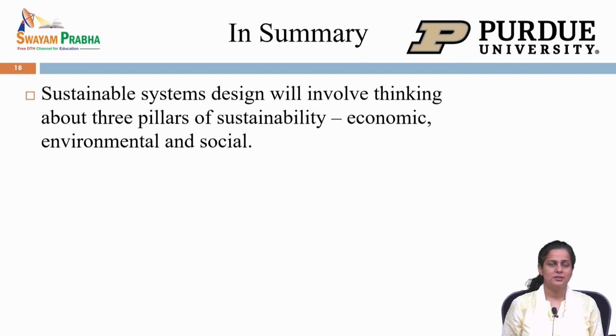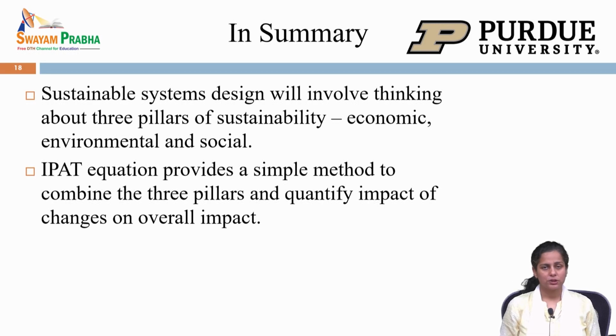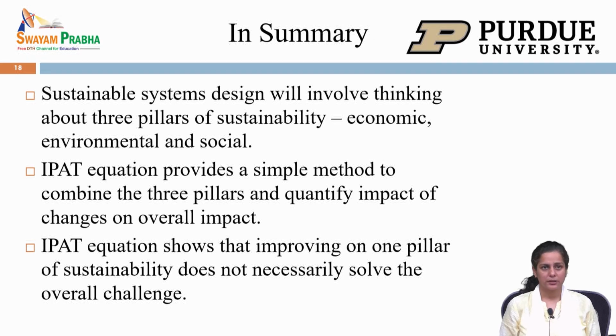So, in summary, sustainable systems design will involve thinking about three pillars of sustainability: economic, environmental and social. The IPAT equation provides a simple method to combine the three pillars and quantify the impact of changes on overall impact. It also shows that improving on one pillar of sustainability does not necessarily solve the overall challenge. So, there are other aspects beyond that we need to consider if we want to really design sustainable systems.